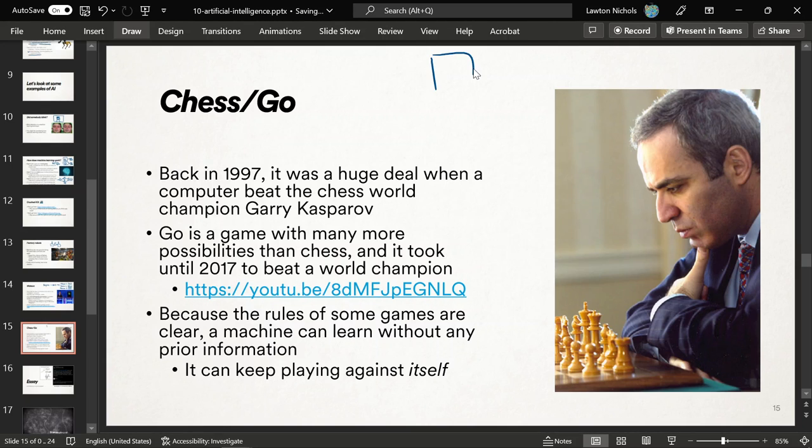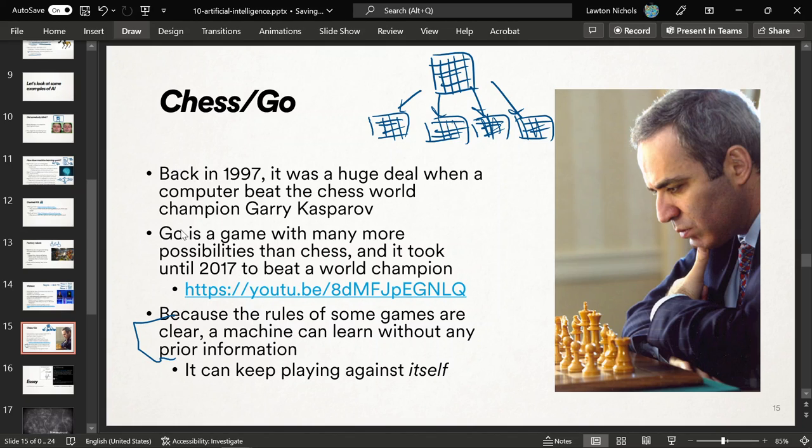Like, here's your game board. Here's your chessboard. Whoever's turn it is, they could move here and the board will look like this. Or they could move here and the board will look like this. Or they could move here and the board will look like this. Or maybe over here. So there's a bunch of options. And what the software does, how it learns, is it can just try all the possibilities, right?